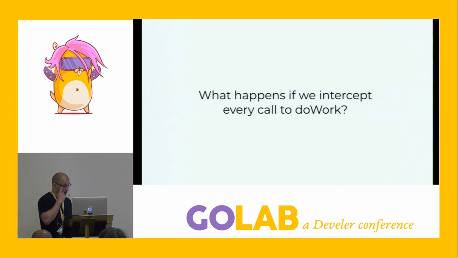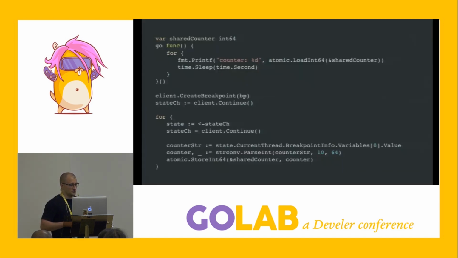So what happens if we want to intercept every execution of doWork? In this previous example, we were intercepting once a second. If we want to intercept every single invocation, we can do that. This is just a program that does that. It spins up two different goroutines, one to report the counter value to the user. In the main goroutine, we create our breakpoint, and we basically just don't clear it. We just keep it in memory and keep on reading off these channels as they get hit, and storing that value so that the other goroutine can report it.